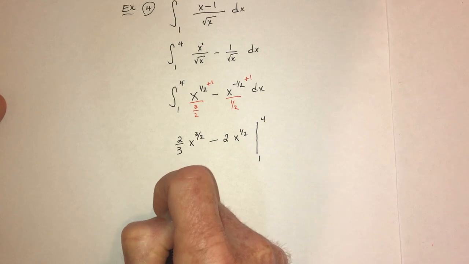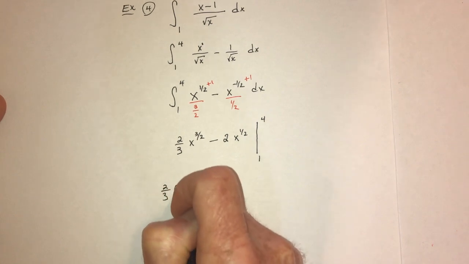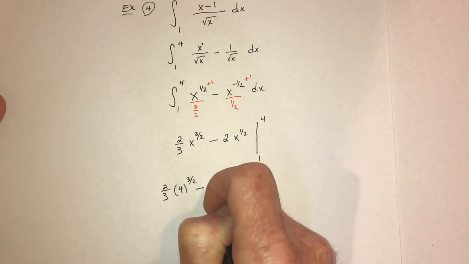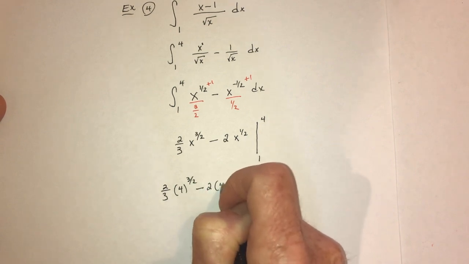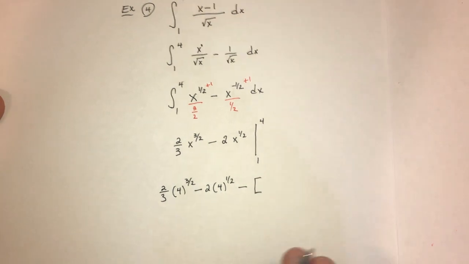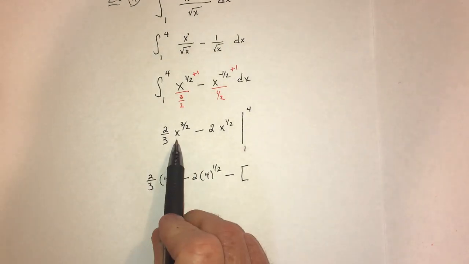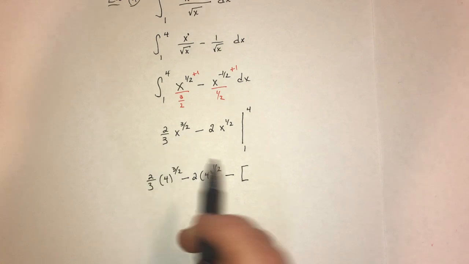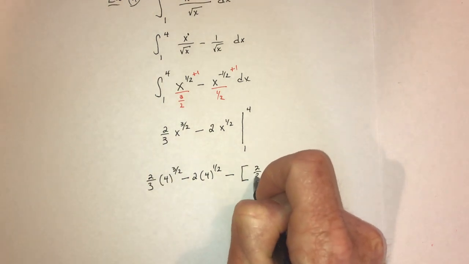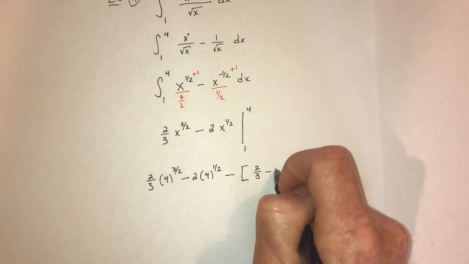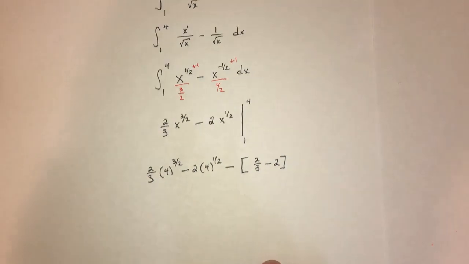So that will be 2/3, and then 4 to the 3/2, minus 2, and then 4 to the 1/2 power, minus, when you substitute a 1, this is just going to be 1 raised to a power, so it's going to be 2/3 times 1. So 2/3, and then this one would just be negative 2 times 1, so negative 2.